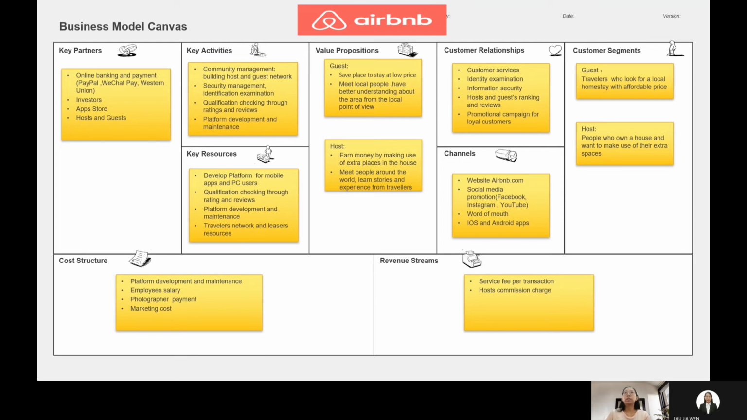After understanding the business model canvas, one of the examples shown here is Airbnb. Airbnb operates an online marketplace for lodging, primarily homestay for vacation rental, and tourist activities. The customer segment is targeted at two types, which are the guests, the travelers who look for local homestays at an affordable price, and the hosts, people who own a house and want to make use of their extra space.